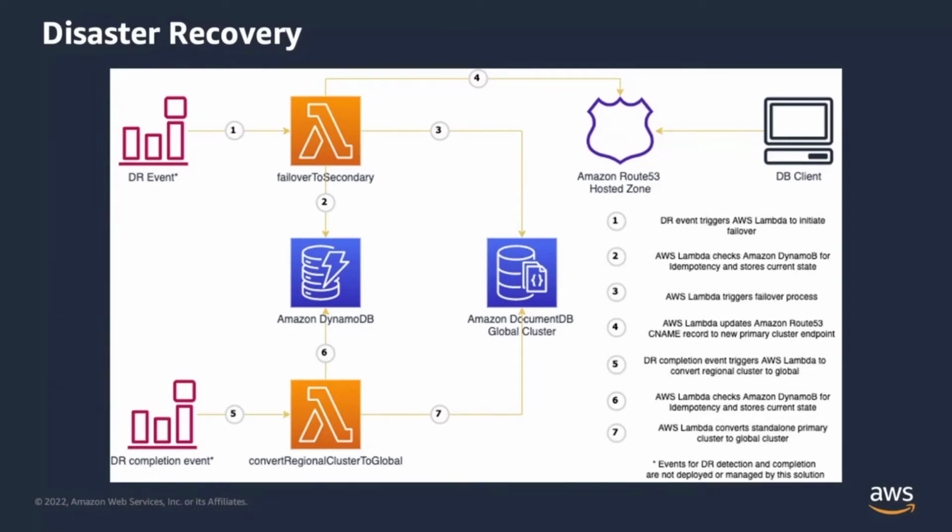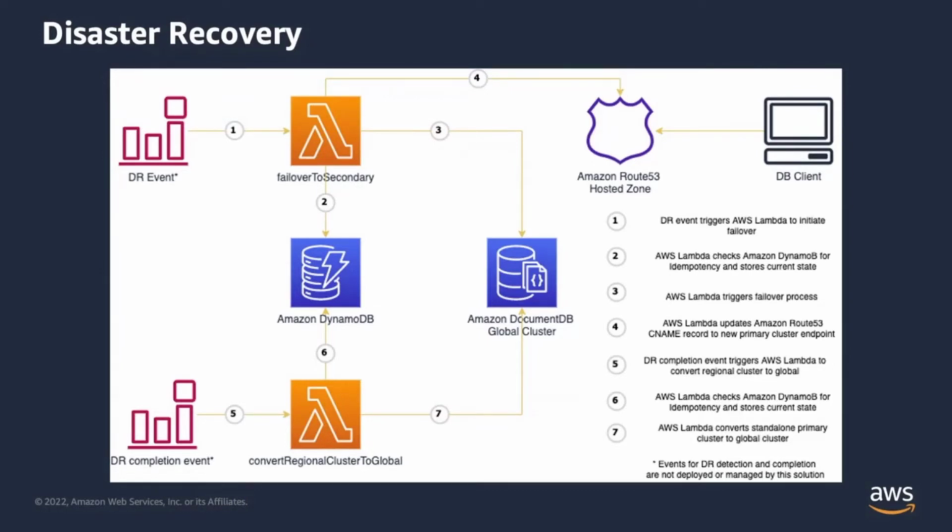Using Route 53 is one approach to decouple your database endpoint from applications. Again, the idea here is to make sure that during a disaster, you don't have to make application changes as well. So we're decoupling the database endpoint from the application using Route 53. You'll have to pre-create that before using the solution.